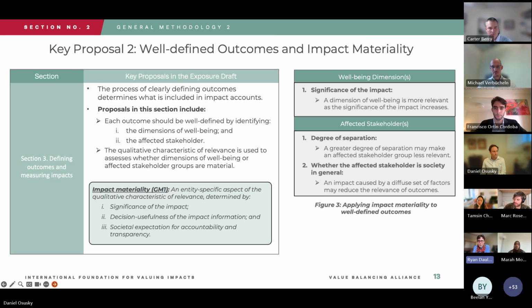For affected stakeholders, there are a couple of different ways we can analyze whether an affected stakeholder is material. One, degree of separation. How many degrees of separation are there between the entity and the affected stakeholder? Is it direct or is it a third degree separation, for instance? Two, is the affected stakeholder society in general? There are some issues that are diffuse in nature, affected by a lot of different social and political systems, and because of that, it may be less material for the entity. We can go to the next key proposal.